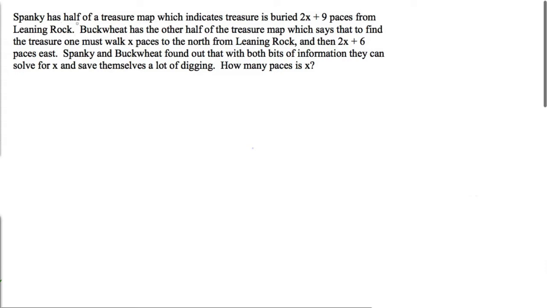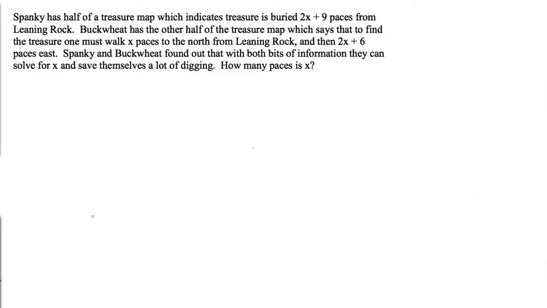So Spanky has half of a treasure map, which indicates treasure is buried 2x plus 9 paces or steps from Leaning Rock. Buckwheat has the other half of the treasure map, which says that to find the treasure, one must walk x paces north from Leaning Rock and then 2x plus 6 paces east.